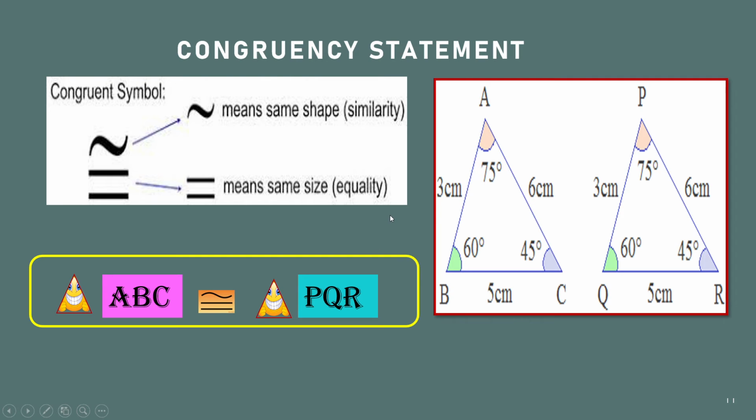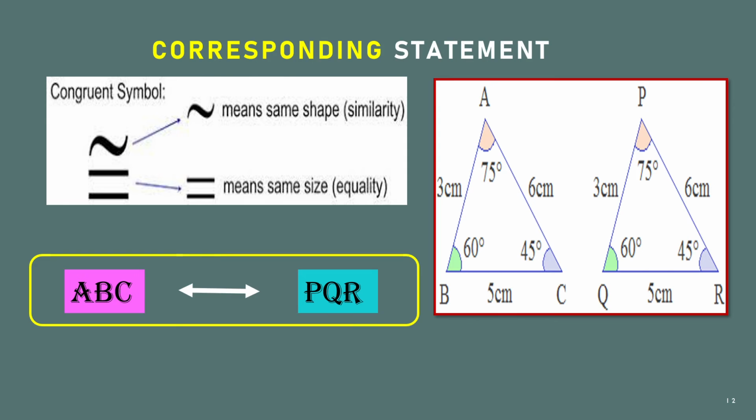Look at the figure. If you have any confusion, you can write in the comments and I'll clarify it. So depending on that, you should know how to write the corresponding statement. I told you that corresponding means the parts. So a corresponding statement shows the parts which correspond to each other, which are equal. So the sequence matters. Here it is written ABC. So in triangle ABC, angle A is equal to angle P.